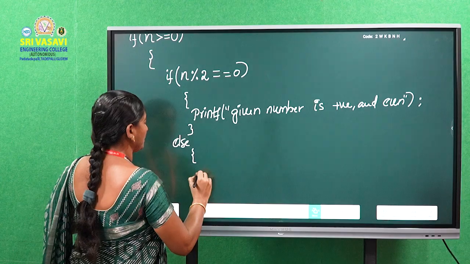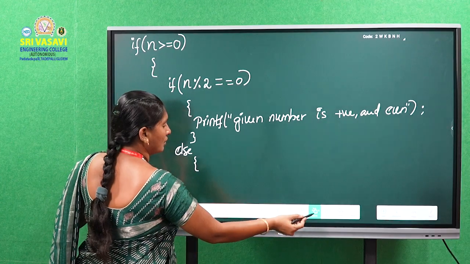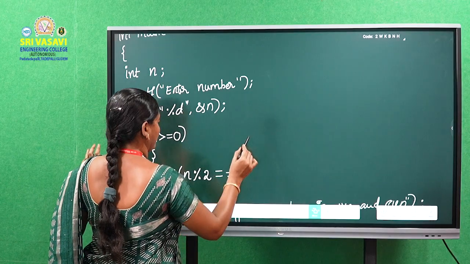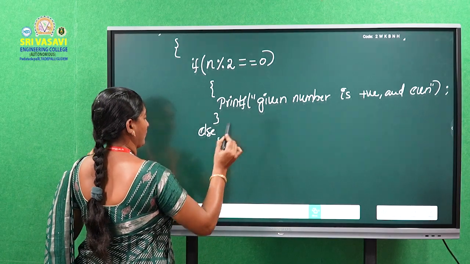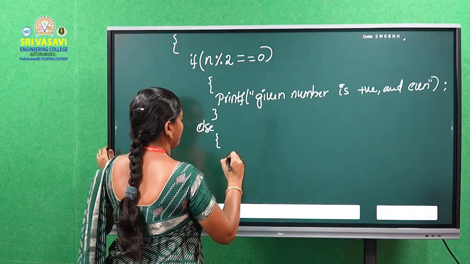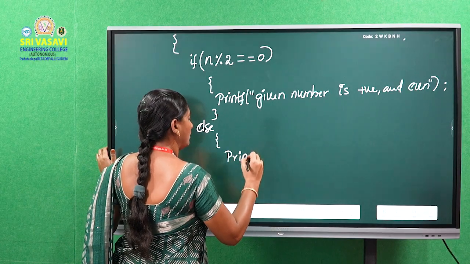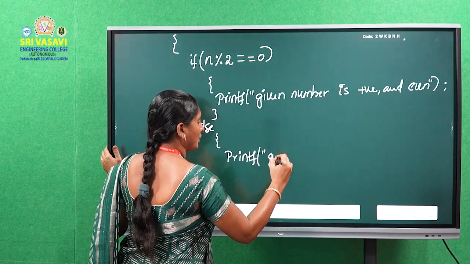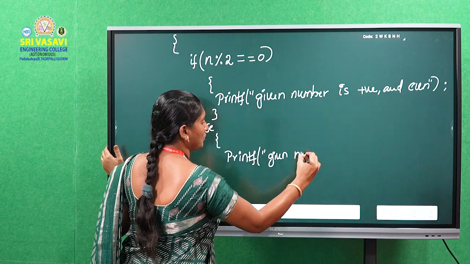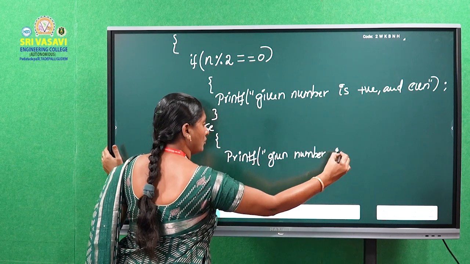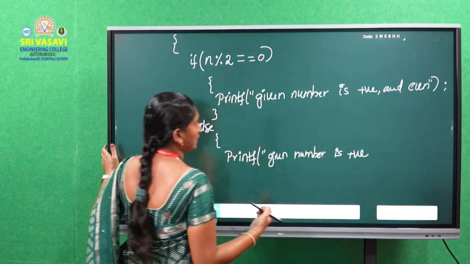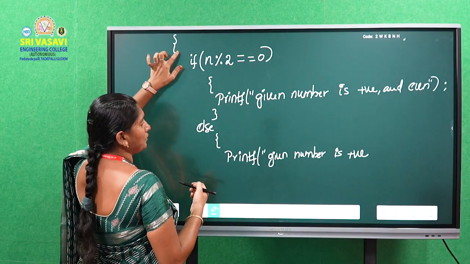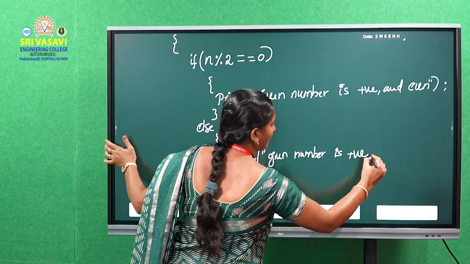Anyhow, the first condition is true, right? Anyhow the first condition is true. That means the number is positive only. printf, given number is, what do you have to display? Positive. The first condition is verified, but the second condition which is inside the if fails. That means the number is odd.